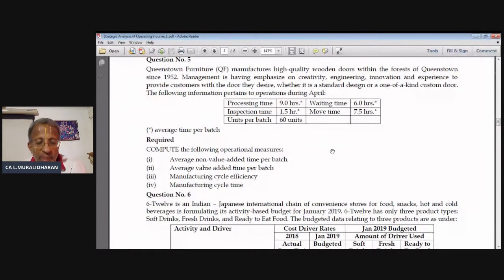In this particular problem, processing time is 9 hours, then inspection time, waiting time, and move time. So definitely they are not productive, and possibly each of these items excepting processing time will be taken up under non-value added time per batch. Now that is the basis on which we will start working out this particular case.